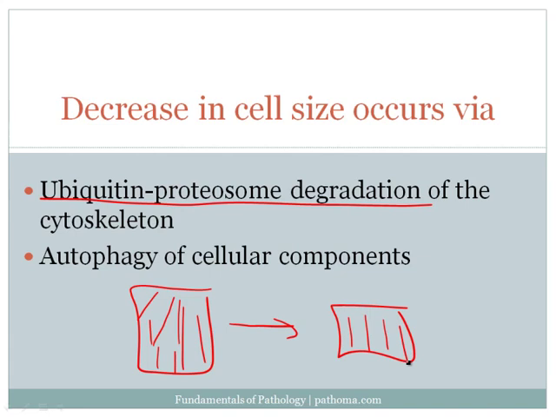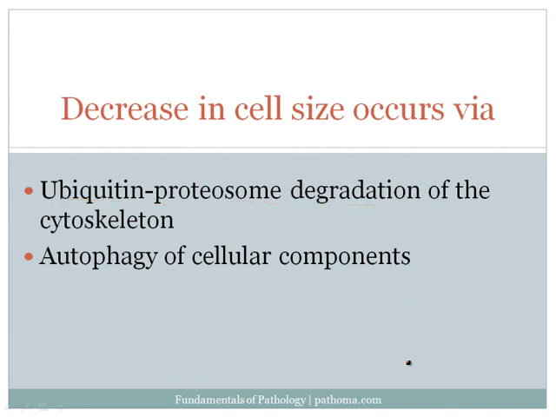Now, at the same time, in order for the cell to shrink in size from this size to, for example, this size, you're going to end up requiring less organelles within the cell. And so some of the cellular components are going to have to be consumed, and the mechanism by which cellular components are consumed is called autophagy.